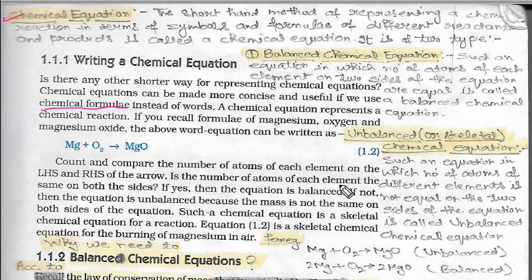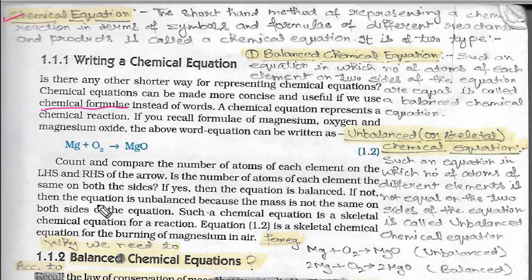Is the number of atoms of each element the same on both sides? Here you can see that magnesium is 1, magnesium is 1. But here oxygen is 2 and here oxygen is only 1. So they are saying if yes, then the equation is balanced. But here this is not the case.